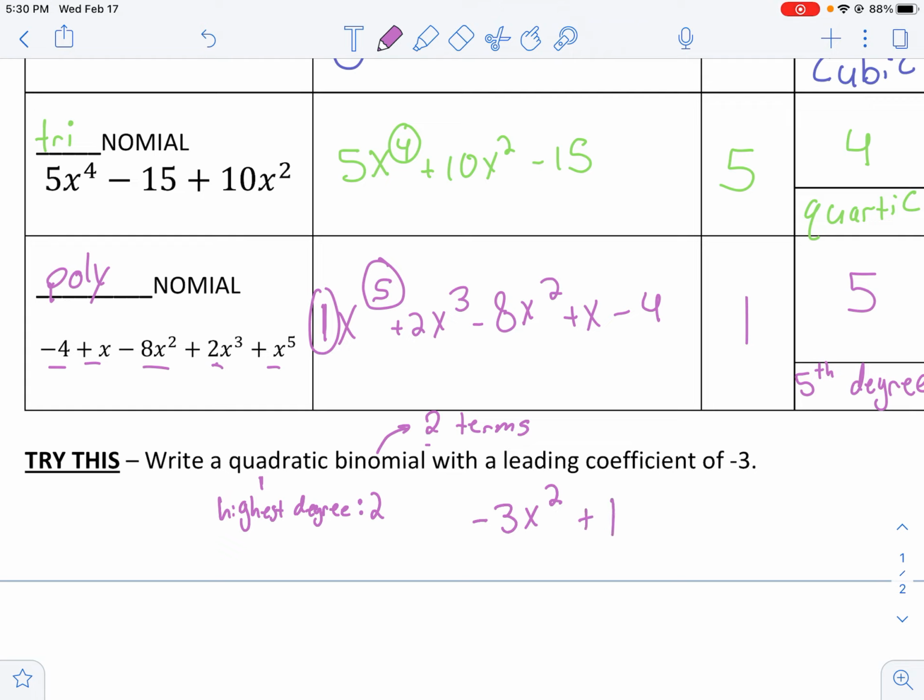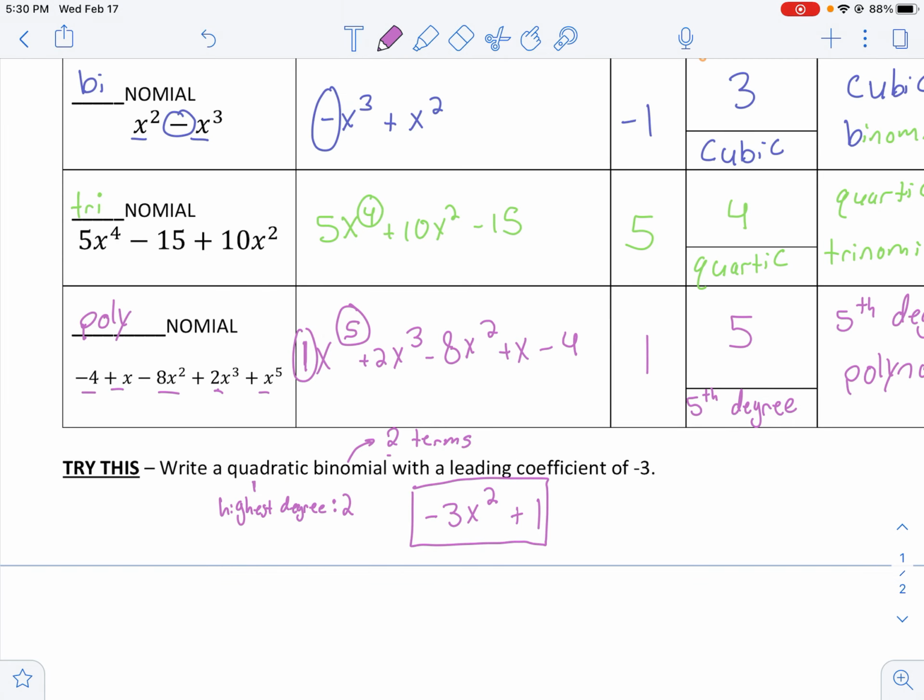And then there's only one more term because we need 2 terms. So we just say plus 1. Or whatever you want. You could say plus 2. You could say plus 3x. You could say minus 4. Infinite possibilities for what this second term looks like. But this first term is very locked in because the degree and the leading coefficient have to match.